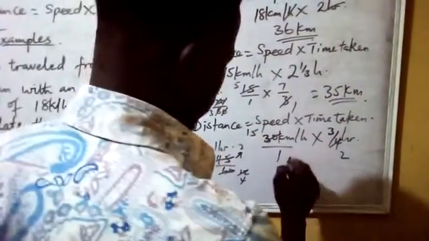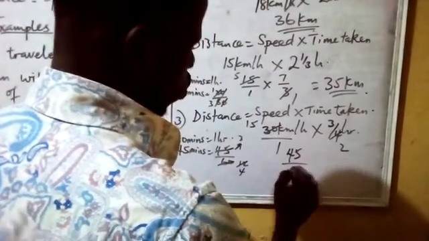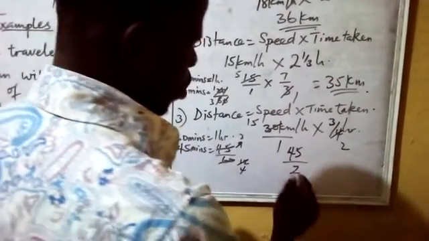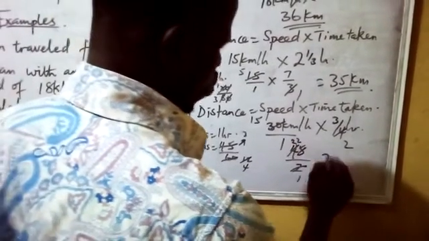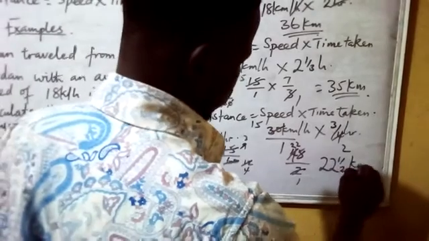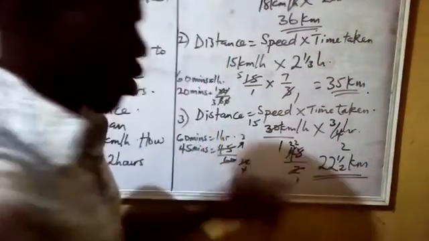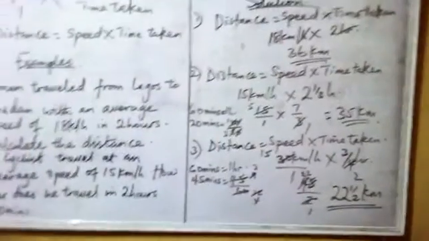15 times 3 will give us 45 over 2. How many 2s can we see here? 2 into 4 gives us 2, remaining 1. That's 22 and 1 over 2 kilometers, which is 22.5 kilometers. That is the distance it can cover in 45 minutes.